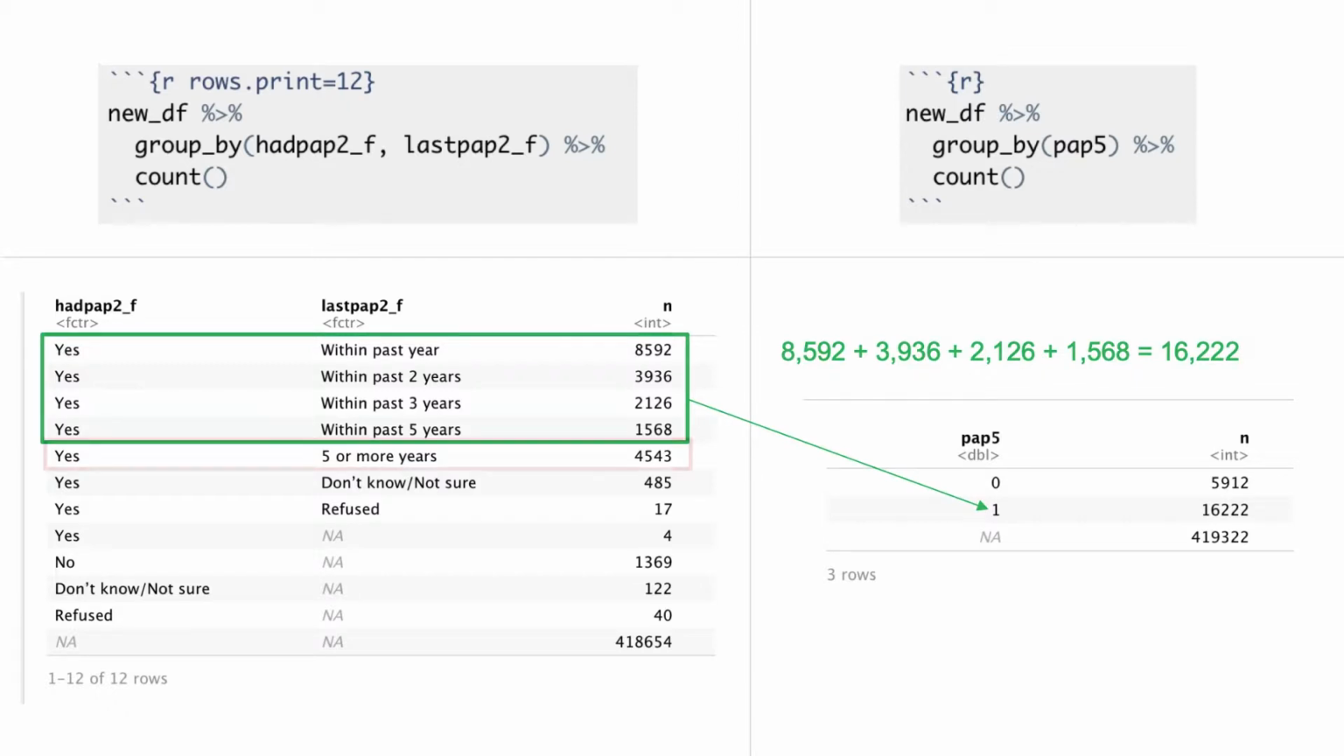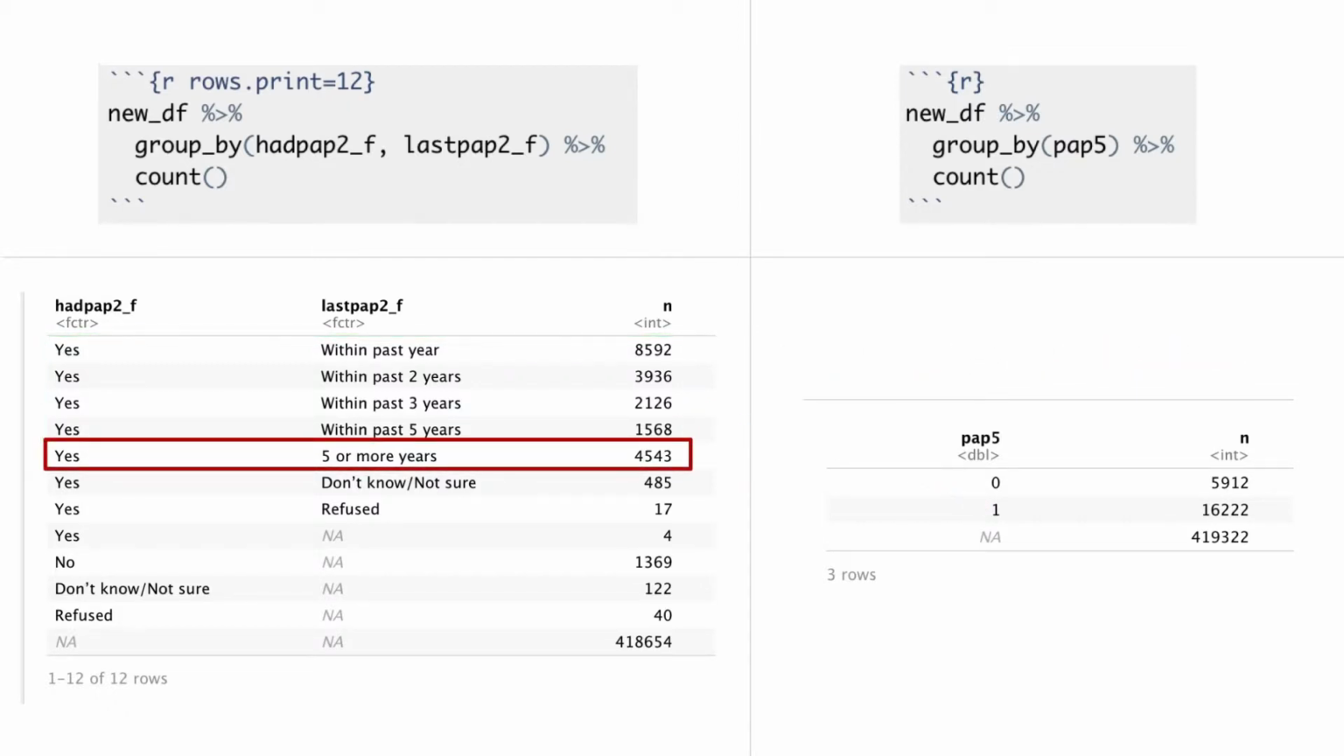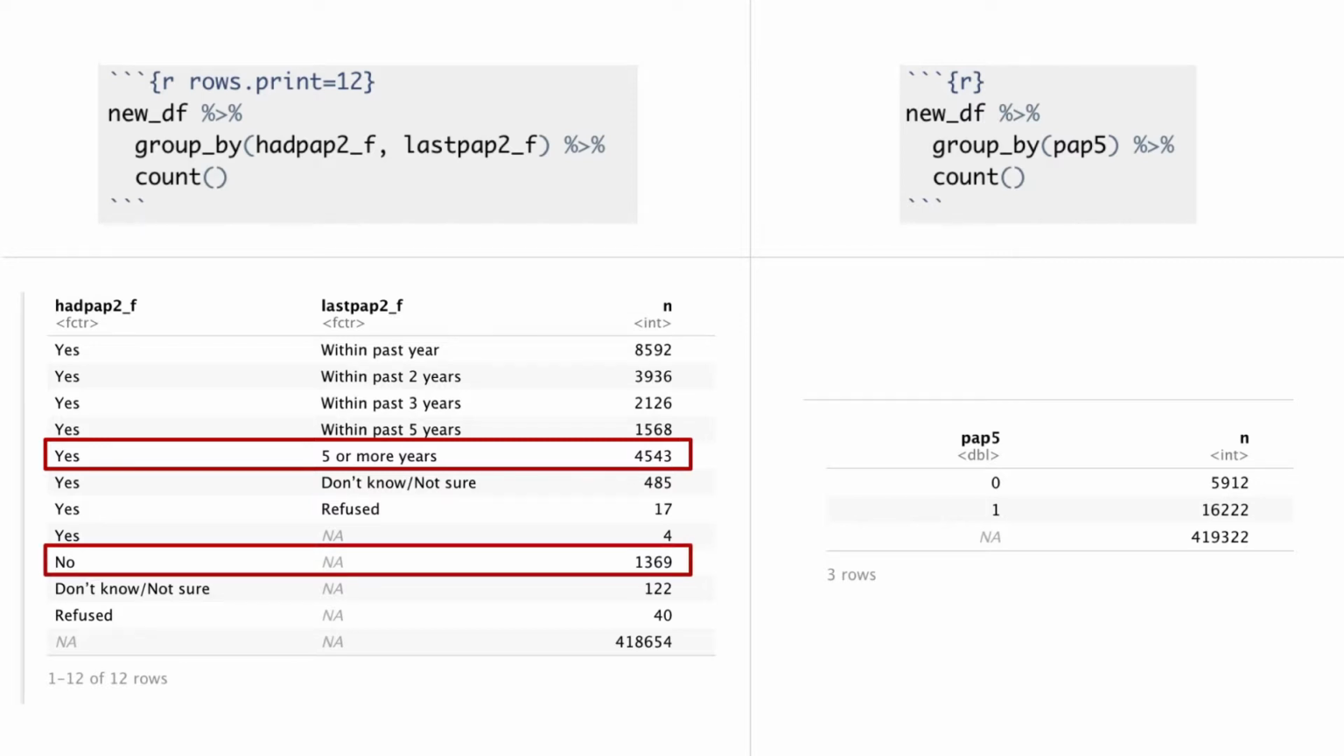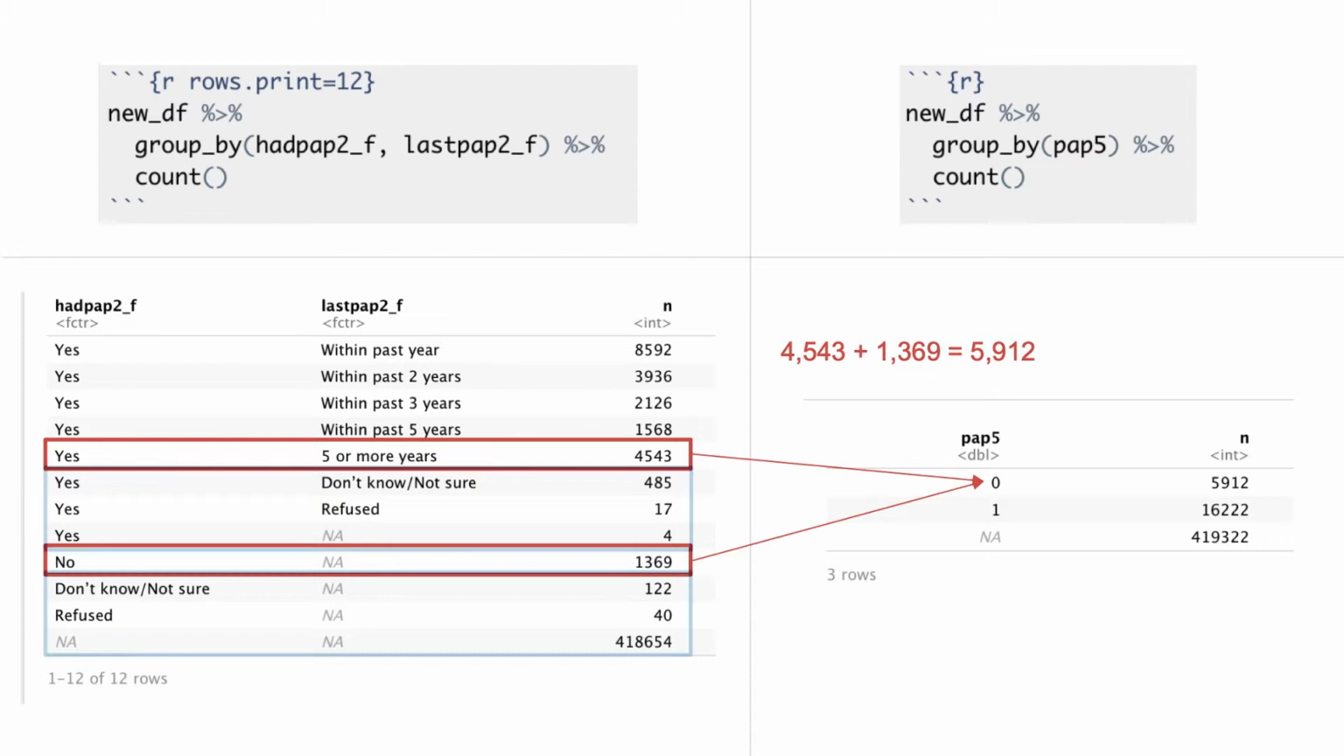So far, so good. Next, we can see that 4,543 participants said that they have had a Pap test, but they had it 5 or more years ago. We can also see that 1,369 participants said that they have never had a Pap test, and therefore, they have also not had a Pap test in the past 5 years. 4,543 plus 1,369 equals 5,912, which matches the number we got in our new variable.